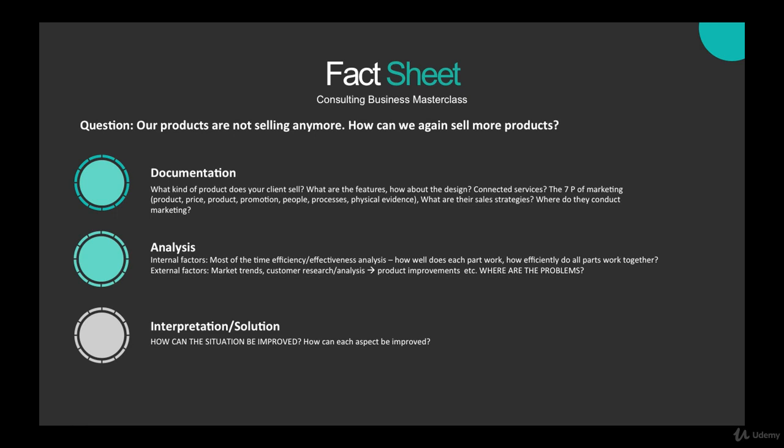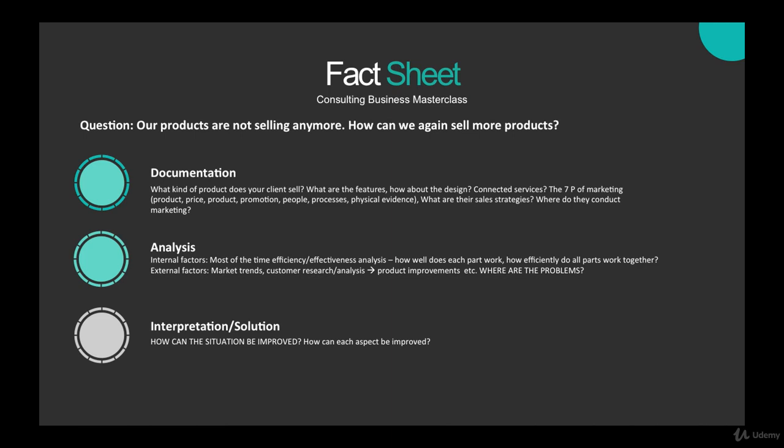Very, very basic. You say, all right, they are selling, let's say, candles. They are selling candles, and then what are their features? How about their design? For instance, we can say, well, these are thin candles and they are of red color. And then we say, all right, connected services. Are there any connected services? No, not really. There is no support service. I mean, who needs a support service for candles?